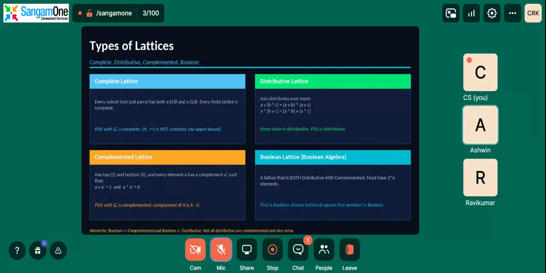These are the types of lattices: complete lattice, distributive lattice, complemented lattice, and Boolean lattice. A Boolean lattice, as mentioned, is both distributive and complemented, and must have 2 to the power n elements. These are the conditions to satisfy to be a particular type of lattice. The hierarchy is that Boolean is a subset of complemented and Boolean is a subset of distributive. Not all distributive and complemented lattices are Boolean, and vice versa.